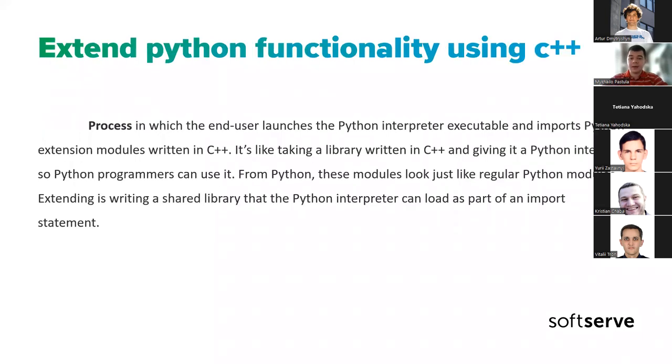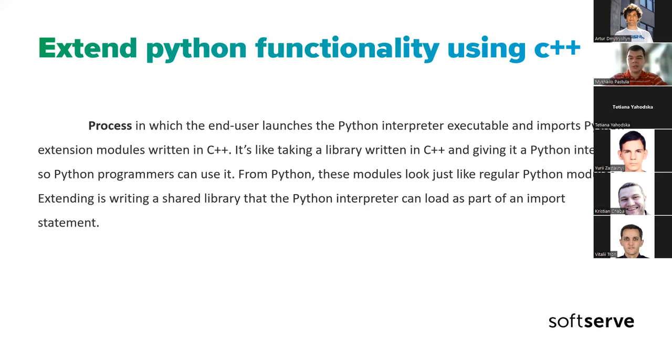And we have different ways to use our C++ code. The first is to extend our Python functionality with C++. That's a process in which the user launches built-in modules in Python, if you know how to program in C. Such extensions can do two things and can be done directly in Python. They can implement built-in object types, and they can call C library functions and system calls.